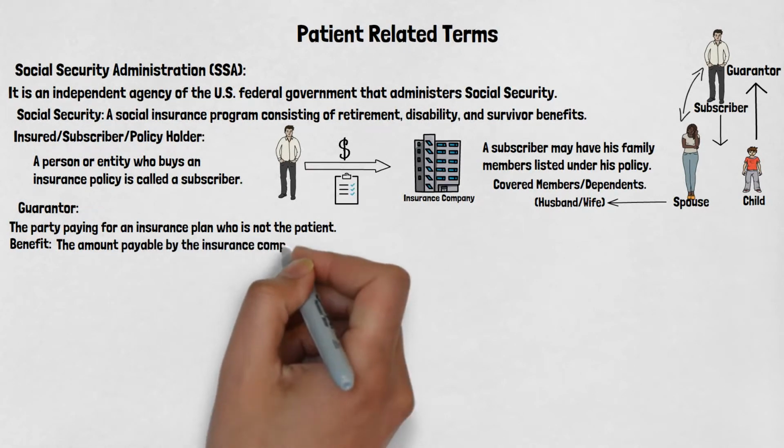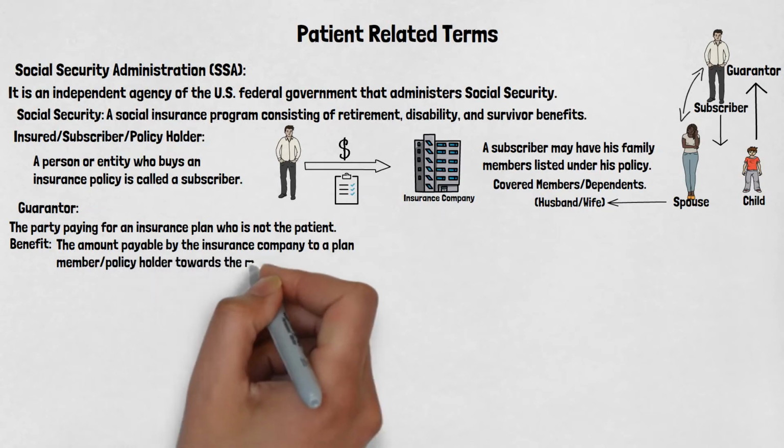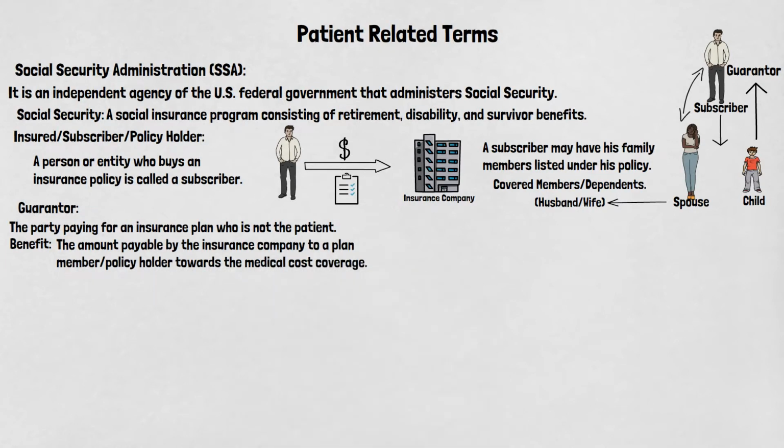Now the next one is benefit. The amount payable by the insurance company to a plan member or policyholder towards the medical cost coverage. Now, the main purpose of taking an insurance policy is for the insurance company to pay for your hospital and physician bills. These payments are nothing but the benefits.